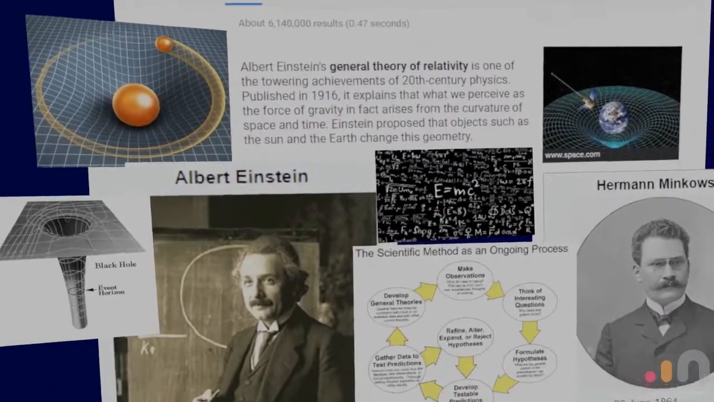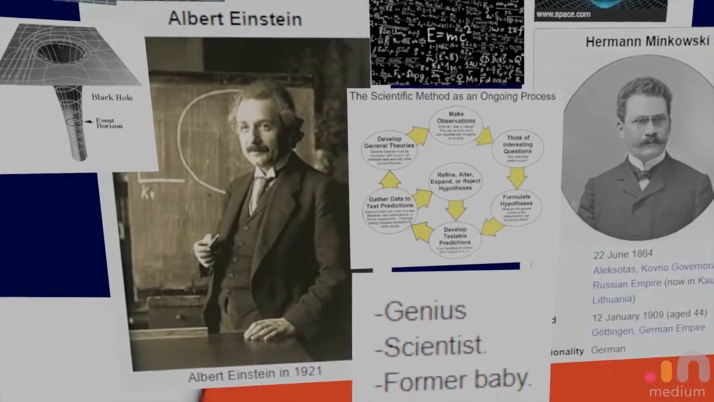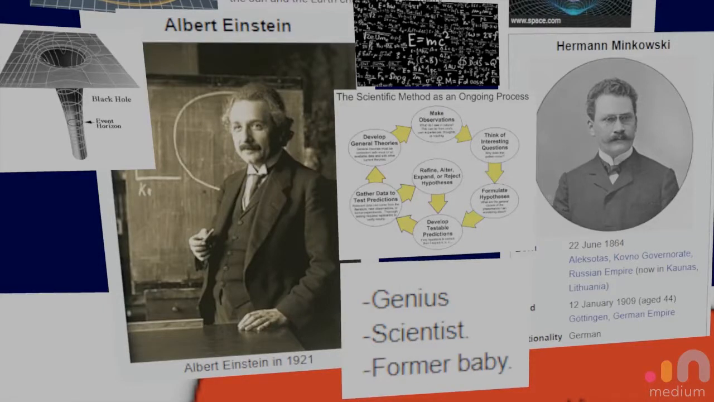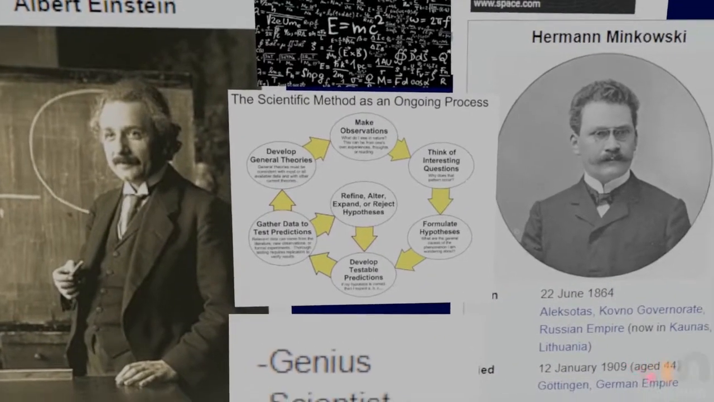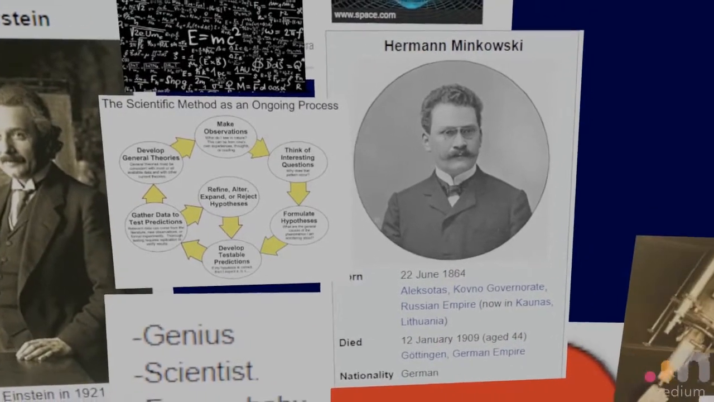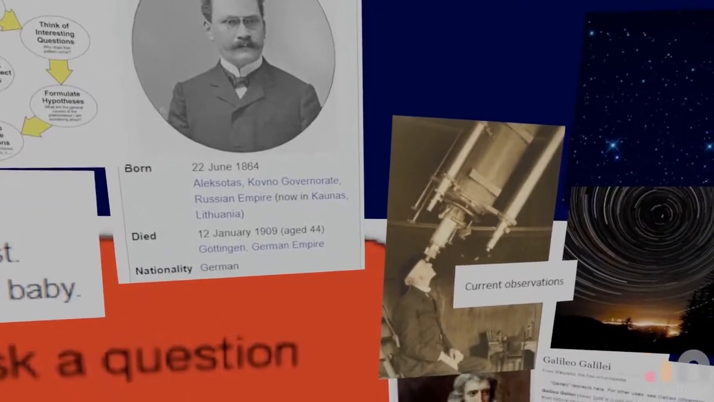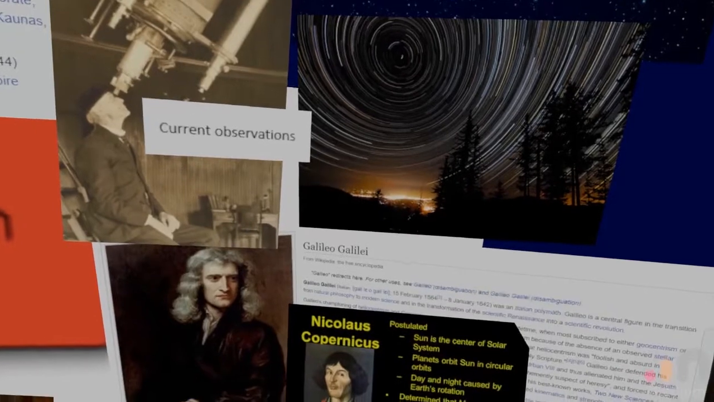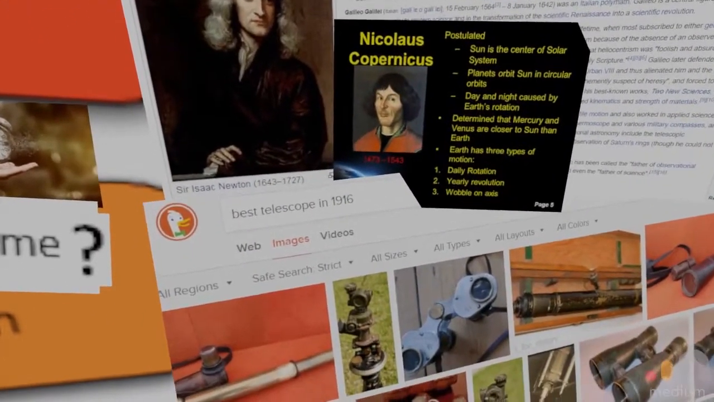Wow, that is a really complicated thing. Let's look at how he figured that out. So, Albert Einstein was, of course, a genius scientist and former baby, so he knows the scientific method really, really well. So he got together with his old teacher here, Hermann Minkowski, right? And they looked at all the observations that we had. They looked up all the work of Newton and all the work that we had on gravity and all the measurements, all the observations available to them at the time.